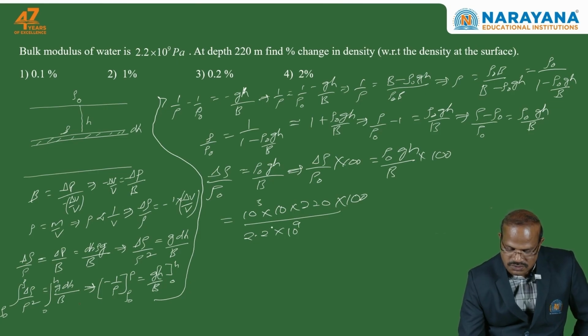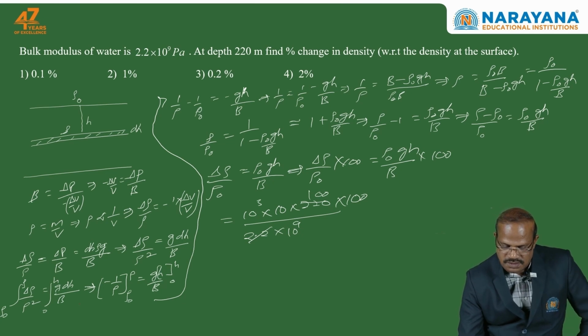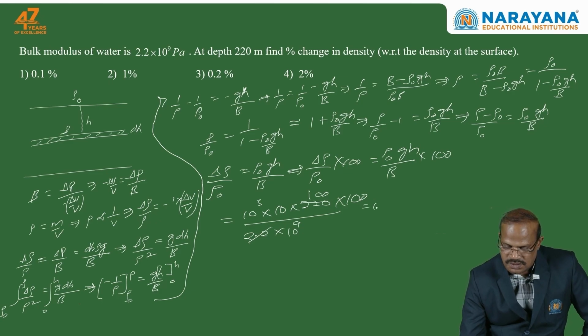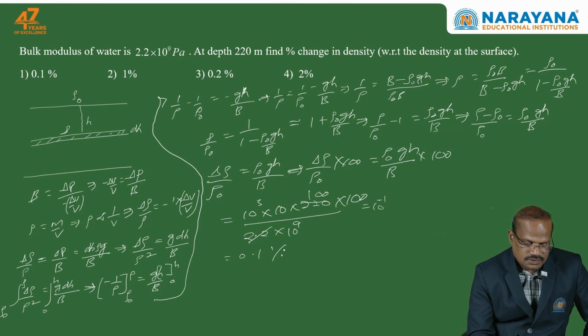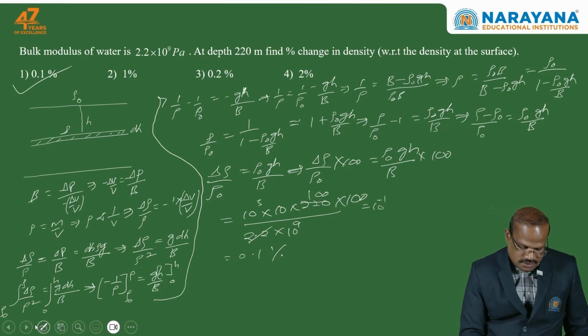So here 2.2, 100 times, then this is in the numerator, this is 4 × 10^8, and this is finally 10^-1. 10^8 in the numerator, 10^9 in the denominator. Finally this is 0.1%. So option 1 is correct. Next, let us see the next question.